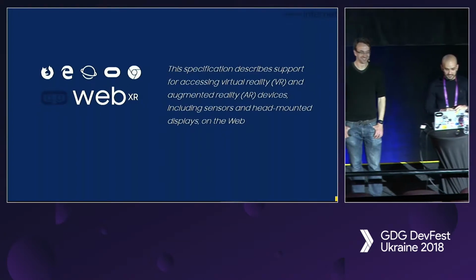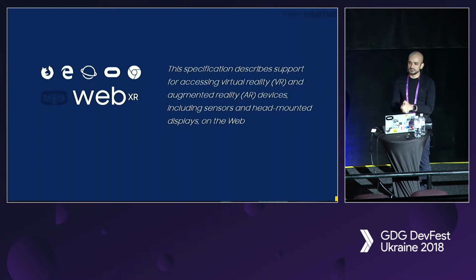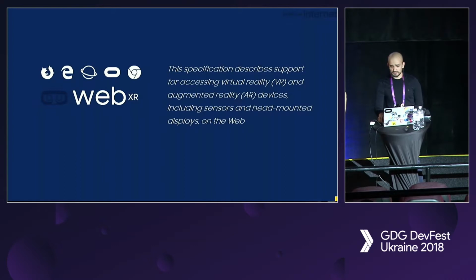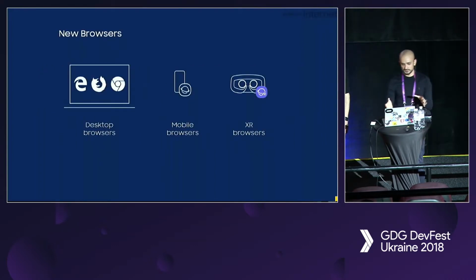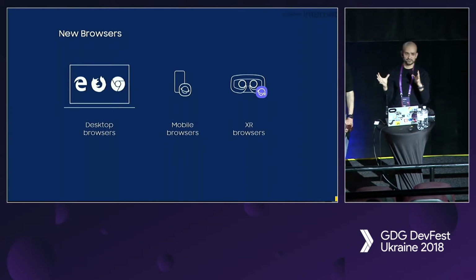It describes support for accessing VR and AR devices, including sensors and head-mounted displays, from the web. This means that from JavaScript, you're going to be able to get all the information from, for example, the pose of a controller, the pose of a headset, and the rendering frame that you're putting in a display inside a VR headset. And this has huge implications, not only in terms of what we were listening to before about how we're used to desktop browsers, we have mobile browsers, and now we're seeing this rise of new browsers.